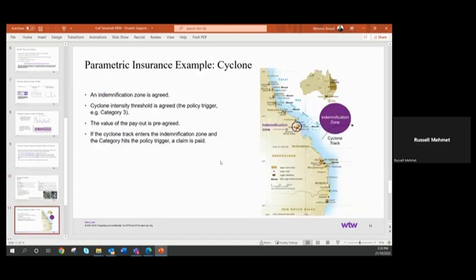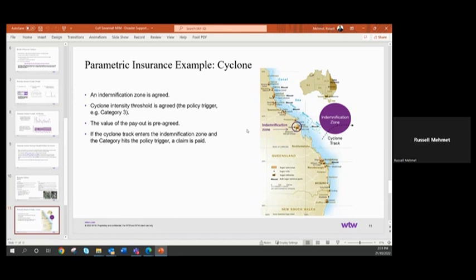I'll just touch on the last area, which is cyclone. Again, we've done a lot of work in the cyclone area. Quite simple to formulate a parametric for that. If you look at that map there, an indemnity zone is agreed. So in this case, around the Mackay area, if a cyclone of greater than category 3 passes within 50 kilometres of the farmer's property, and the payout amount is agreed beforehand, the payout is made straight away.